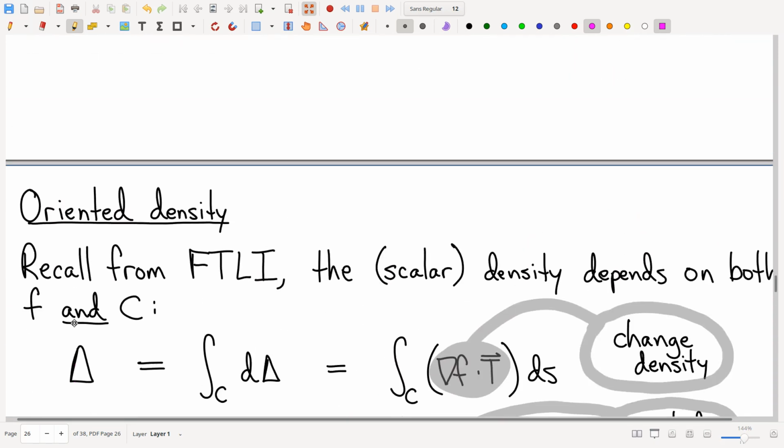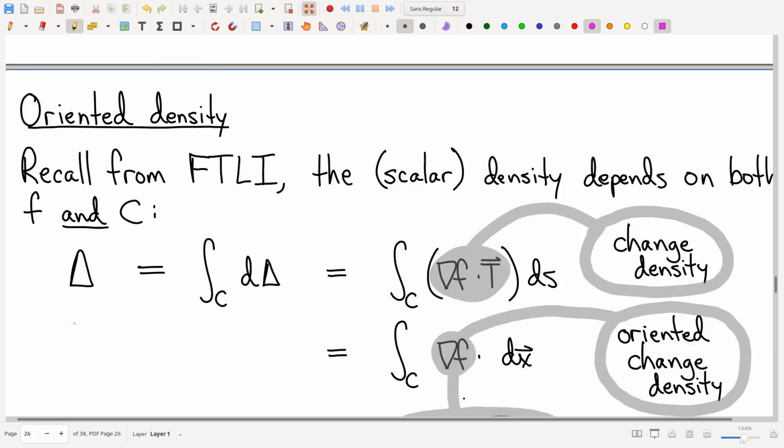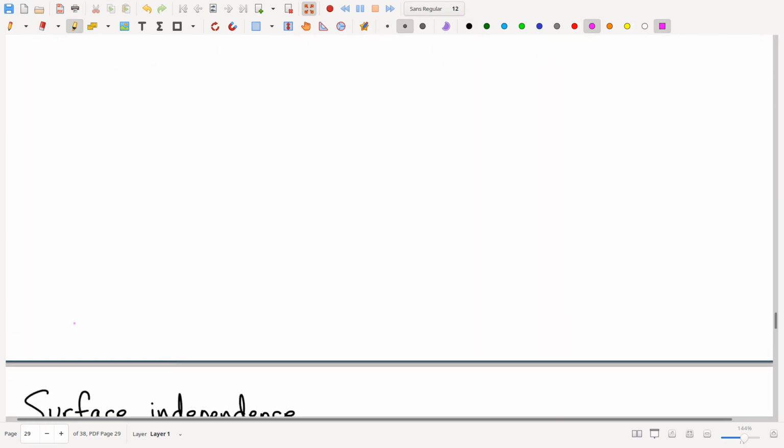Oh man, that's further back than I thought it was. Sorry, there we go. Flux of a curl is the right side of Stokes' theorem. Right? So a flux of a curl can be computed as a boundary line integral of that original vector field. So now back to where we were.